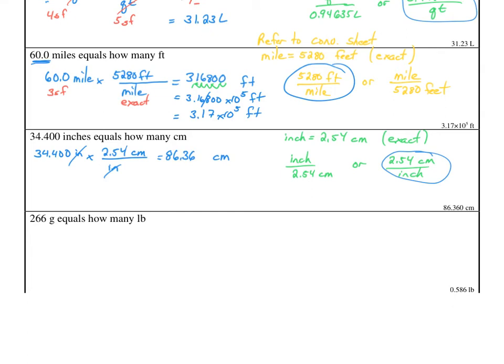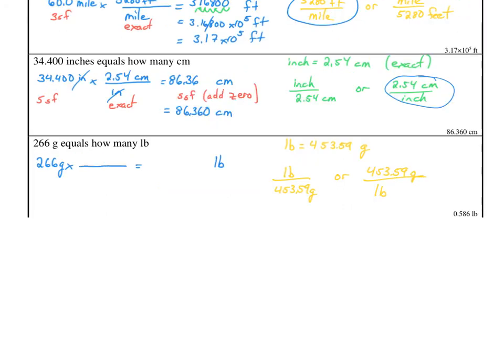Now we go back and worry about sig figs. This number has 5 sig figs. This is exact. It's not going to impact sig figs. So we want to write this number with 5 sig figs. To do that, we're going to have to add a 0 to the end of the number. And we have our final answer of 86.360 centimeters. The correct answer with units and the correct number of sig figs.